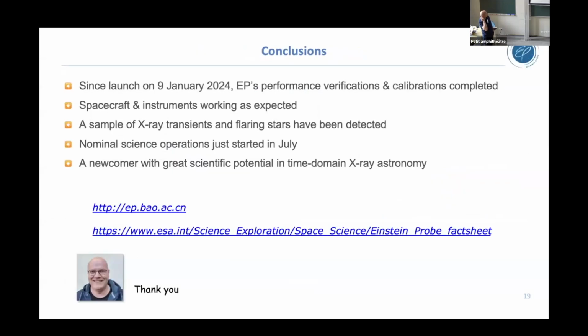So to conclude, it was launched 9 months ago, and it's doing great. The performance is even as good as on the ground, which is very nice for new detectors like the lobster eye. It has detected various transients, flaring stars, anything. The nominal science observations started in July.